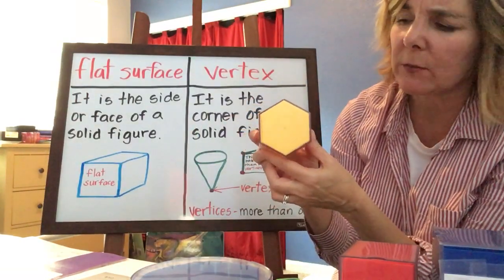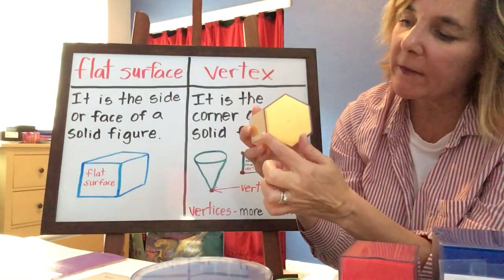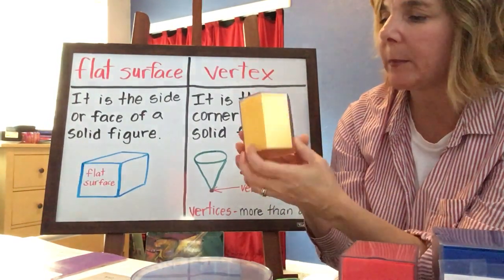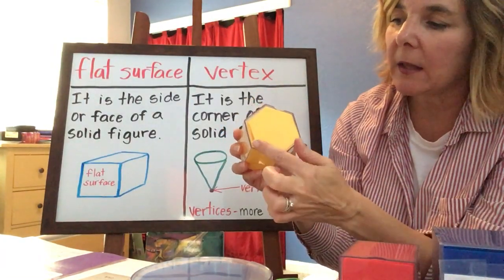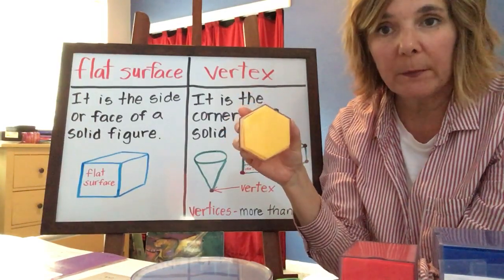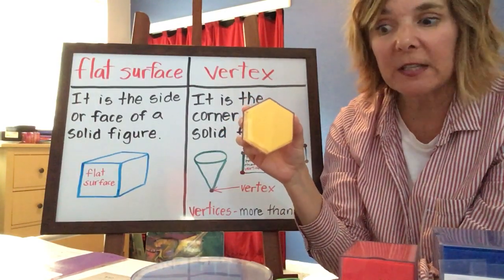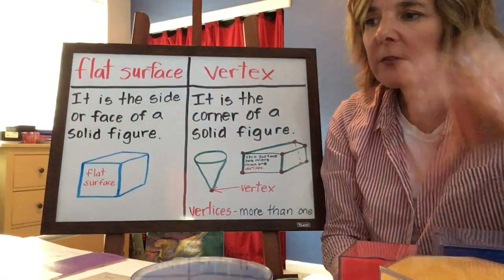Let's count vertices right now. Ready? 1, 2, 3, 4, 5, 6. And then I have to flip it over. 7, 8, 9, 10, 11, 12. So my hexagonal prism has 12 vertices. Wow, that's pretty cool.